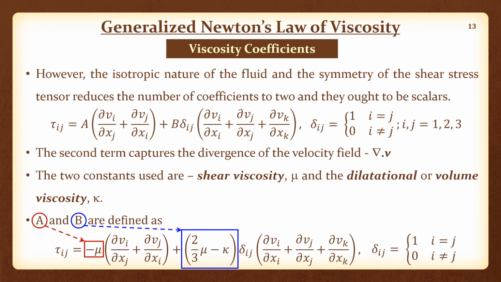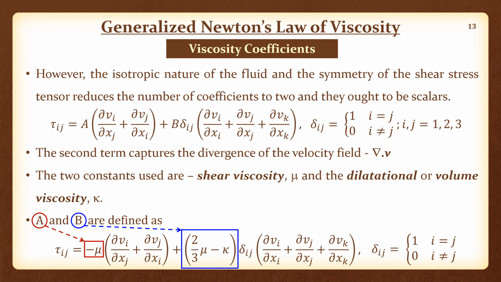However, the isotropic nature of the fluid and the symmetry of the shear stress tensor result in the reduction of the number of coefficients from 81 to 2. I am not going to once again go into why, and I am also not going into the details of why those two coefficients are scalar. But I am going to leave this final expression for the shear stress tensor as a function of the velocity gradient terms that are there.